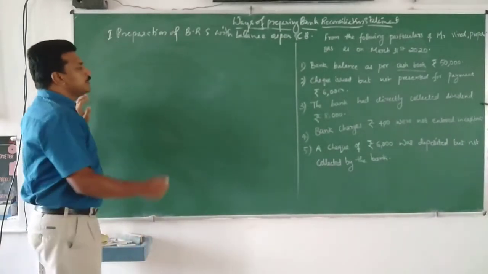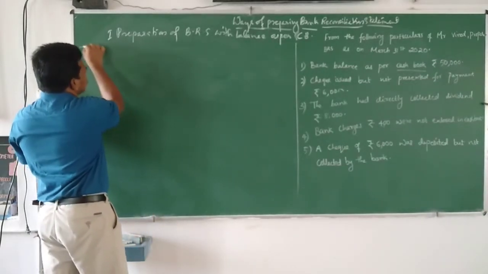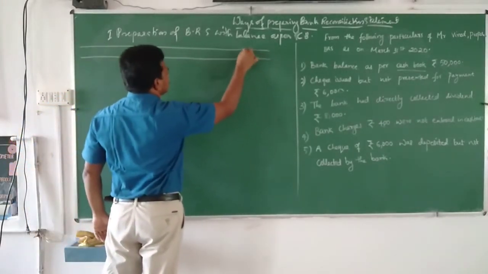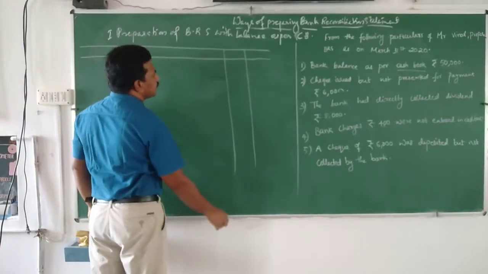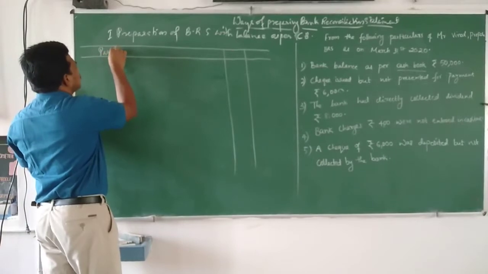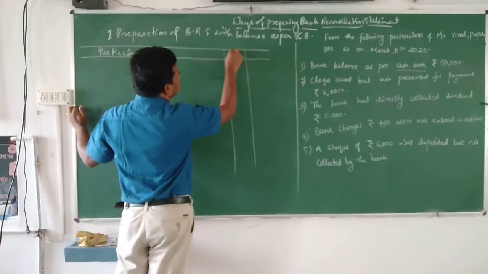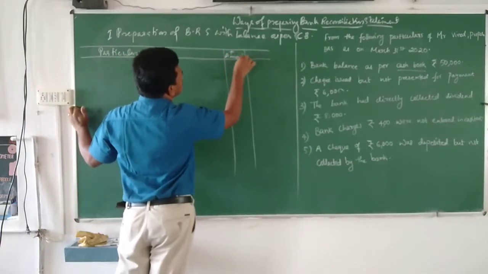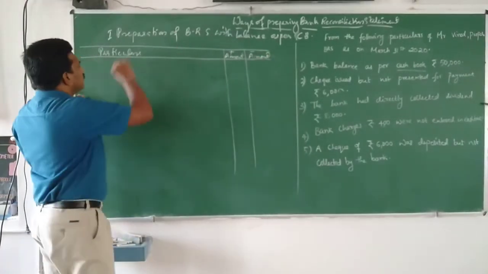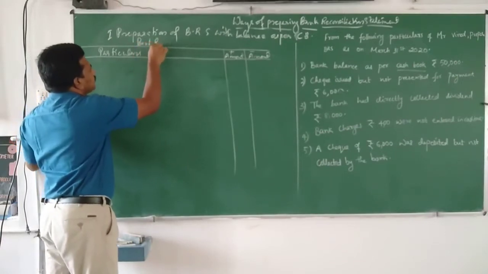Okay. Now how can it be prepared? So let us draw the format of a bank reconciliation statement. We are preparing the bank reconciliation statement like this. You can prepare even with a single amount column. Here we are writing particulars. Here plus amount. Here minus amount. So on top we can write the heading: bank reconciliation statement.